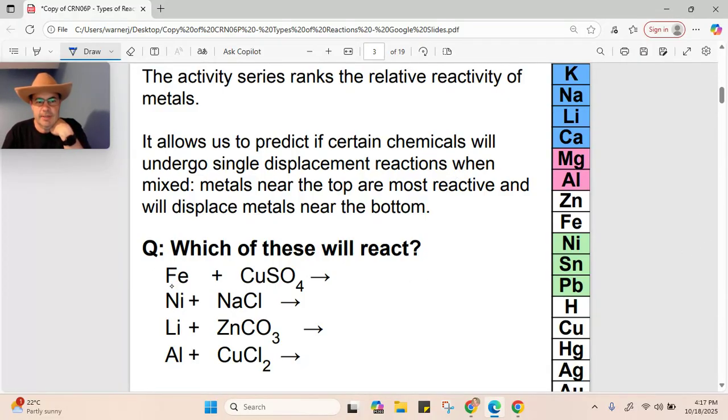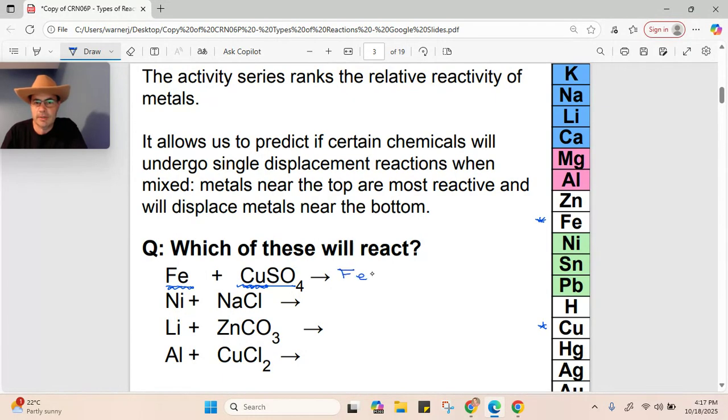So we have iron, Fe, and we have copper 2 sulfate. So we need to compare the metal copper to the metal iron, and we want to look at our list. So if we find iron, iron's right here, and then we find copper, copper's down below. So in this scenario, iron is more reactive, which means iron does not want to exist by itself. So this reaction actually takes place.